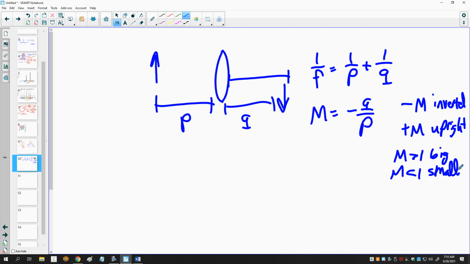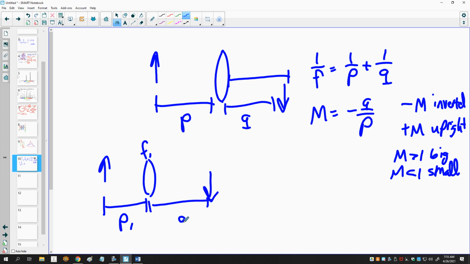Also, you need to know how to do a 2 lens system. So on a 2 lens system, let's get rid of the second lens. I'm going to do two different ones. So first, say I put my object right here. This is P1. We have F1, and then you figure out where is your image for this. Say that this is Q1. All right, this is my object, this is my image, but that image becomes the object for the second lens.